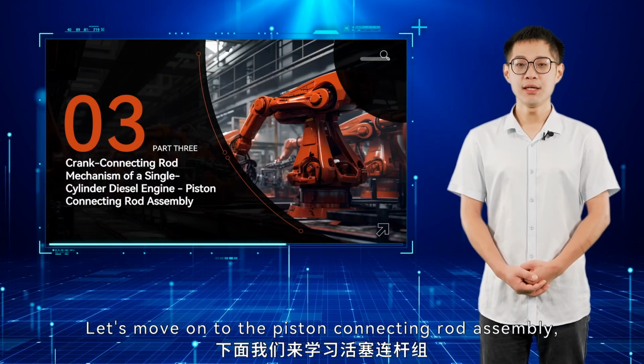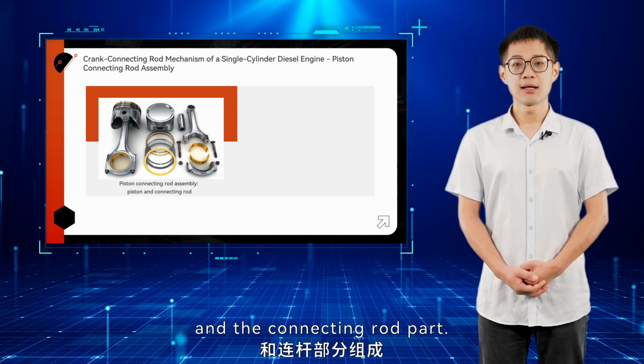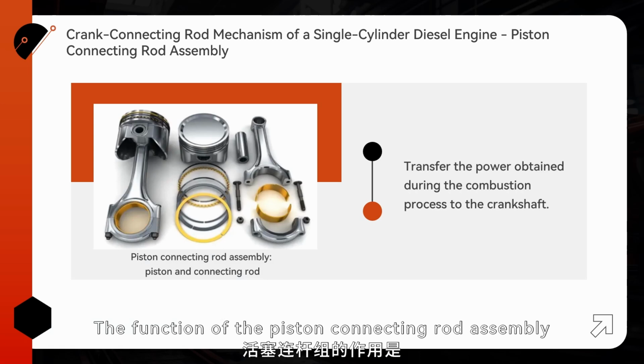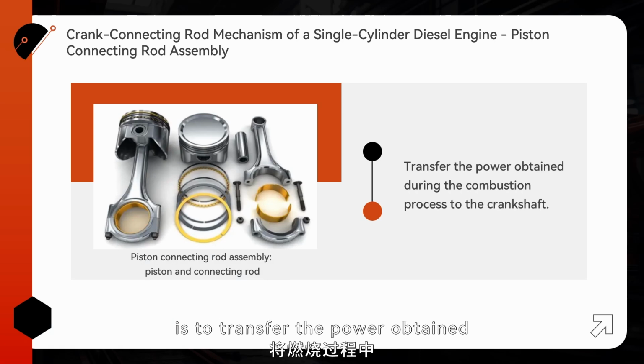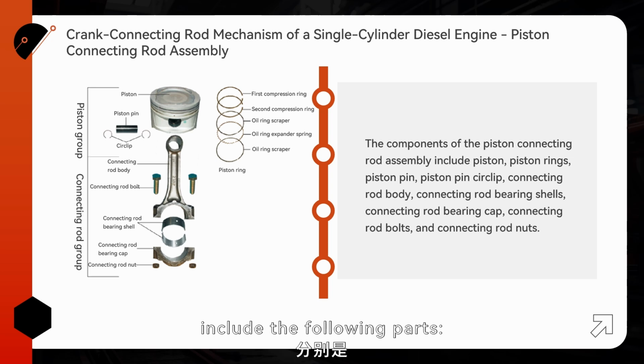Let's move on to the piston connecting rod assembly, which mainly consists of the piston part and the connecting rod part. The function of the piston connecting rod assembly is to transfer the power obtained during the combustion process to the crankshaft. The components of the piston connecting rod assembly include the following parts: piston, piston rings, piston pin circlip, connecting rod body, connecting rod bearing shells, connecting rod bearing cap, connecting rod bolts, and connecting rod nuts.